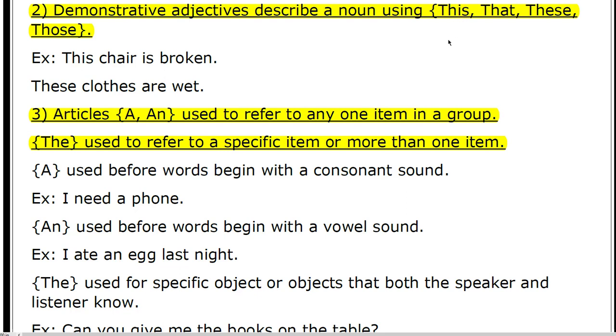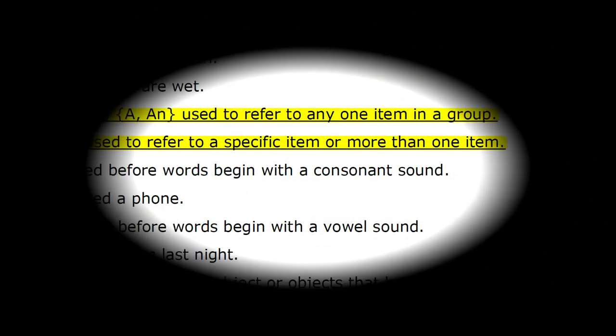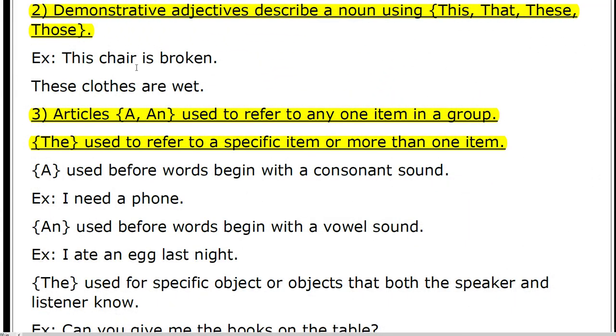This for the near things. When you want to point to something near you, use this. That for the far things. The same thing with these for the near and those for the far. Let's take an example. This chair is broken, so this is the adjective. These clothes are wet, these is the adjective.